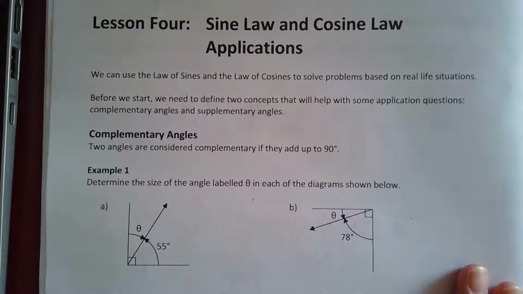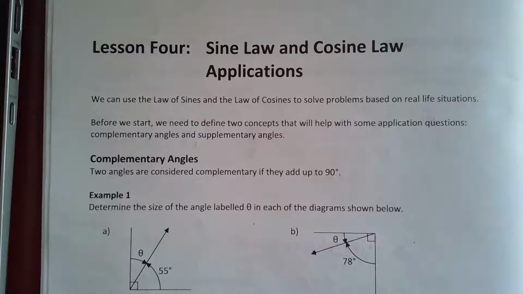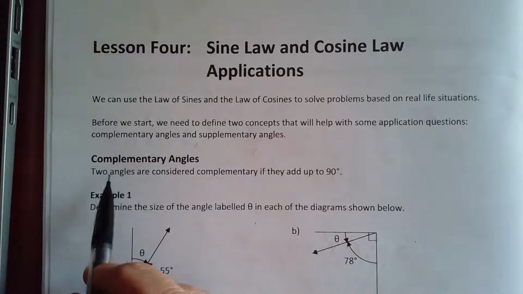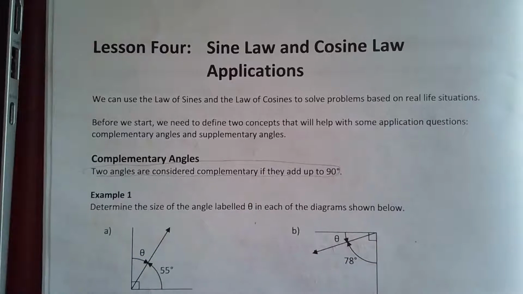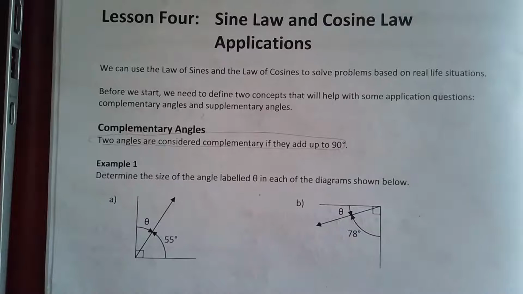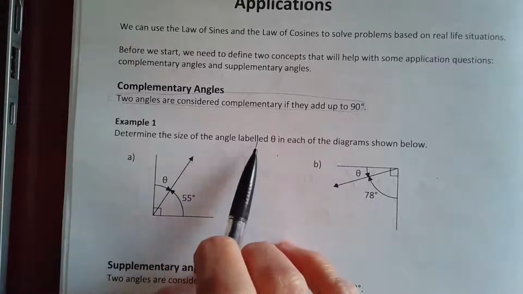So this is the very final lesson in our booklet, lesson 4, which is going to talk about sine law and cosine law. We use sine law and cosine law to solve problems in real life situations. The very first thing that we're going to talk about is complementary angles. What does that mean? Complementary angles are two angles that add up to 90 degrees. Complement. So when we have another angle, we can figure out its complement. Okay, what will complete it to make it a 90-degree angle? So in this case here, determine the size of the angle labeled theta.